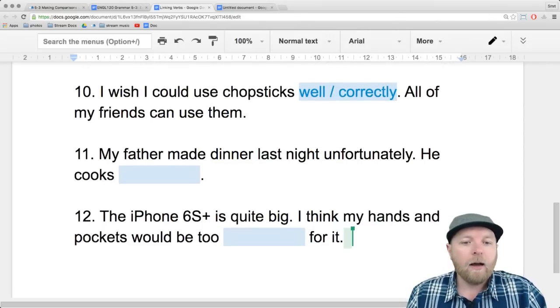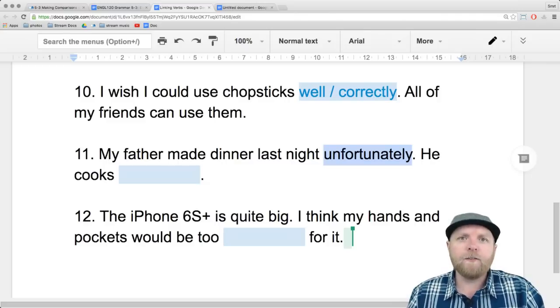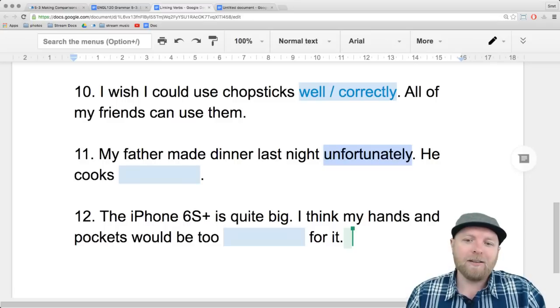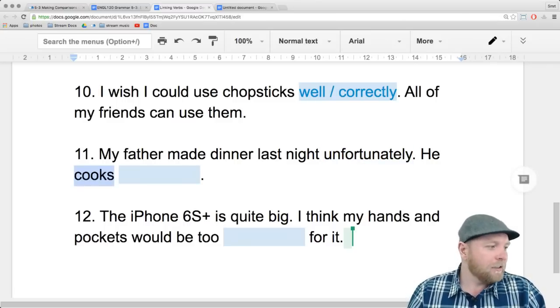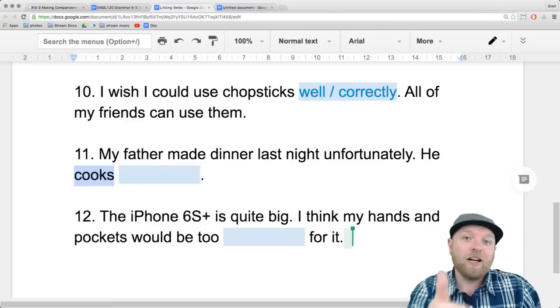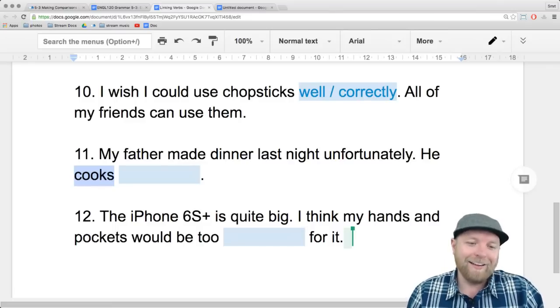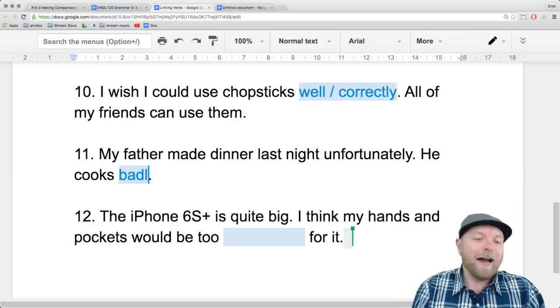Okay? My father made dinner last night, unfortunately. What does that mean? That means I'm not happy. I'm not happy about this. Why am I not happy about this? He cooks, well, Quran, good job, Quran. He cooks badly. Yeah, he cooks badly.